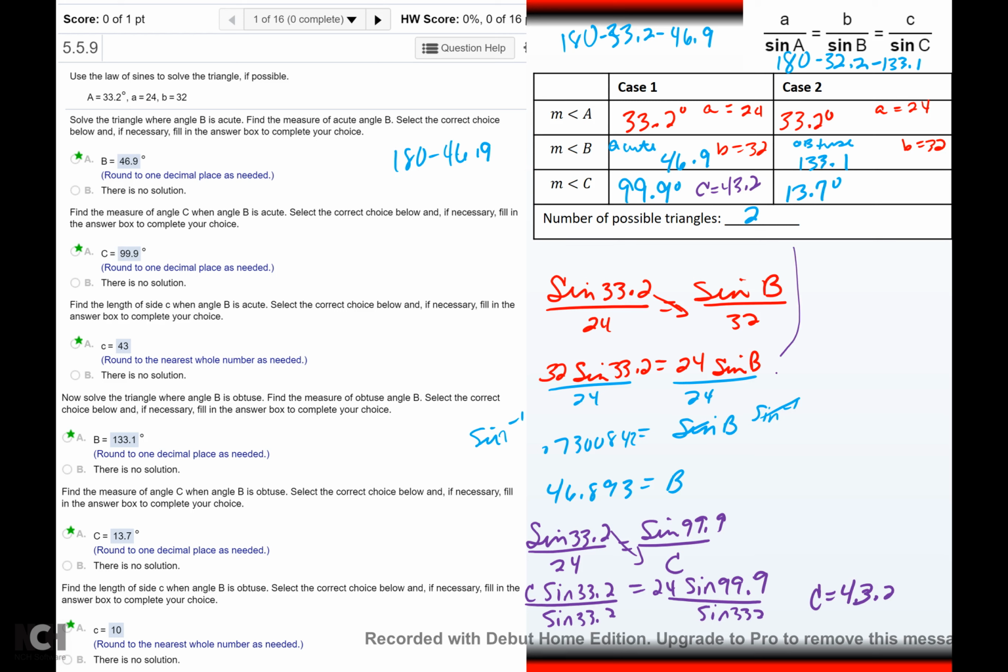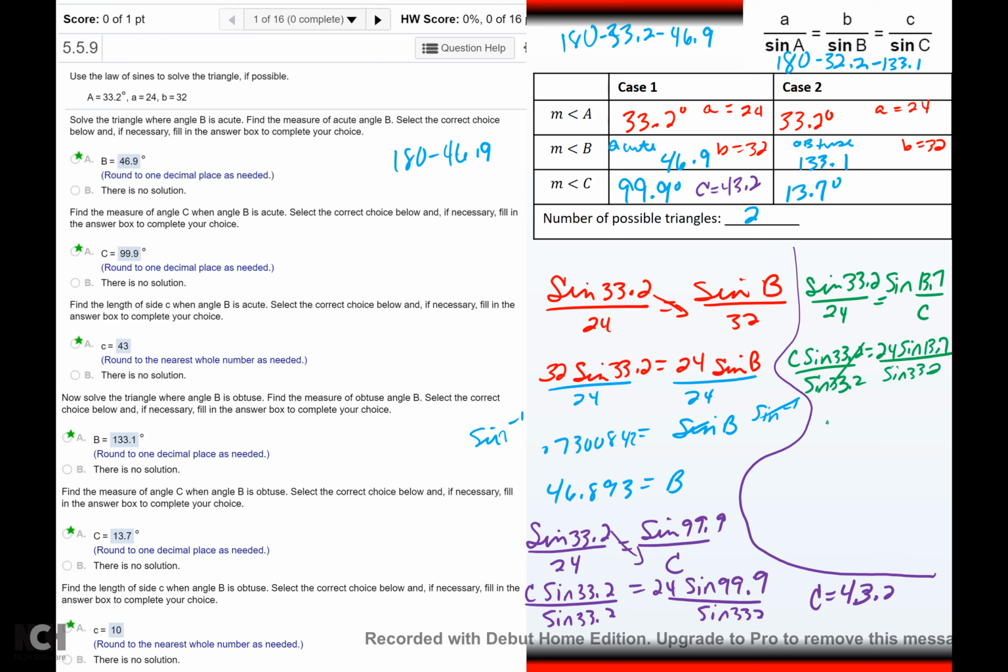And then to find it in the obtuse triangle, we set up again. Sine of A over a equals sine of C, which is 13.7 in the obtuse, over c. So I get c times sine 33.2 equals 24 times sine 13.7, divide by sine 33.2, and I get little c equals 10.38. And there we have solved both triangles.